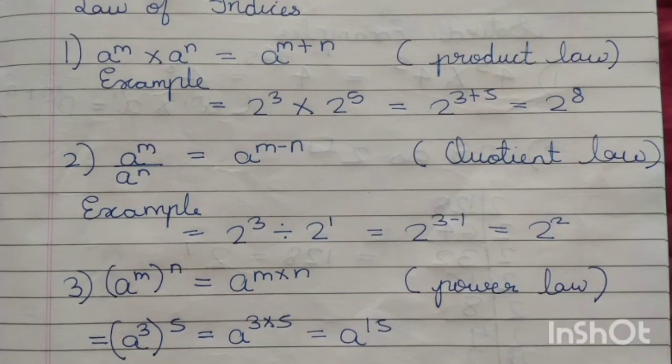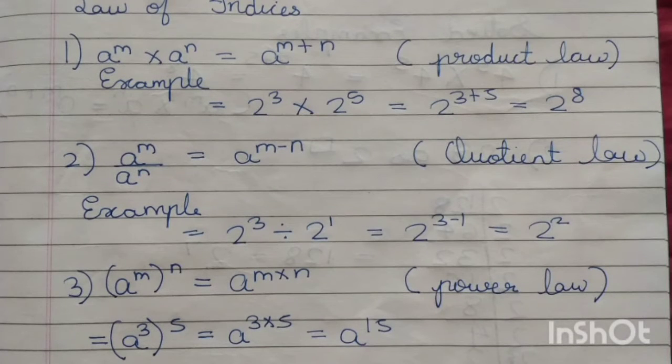Like 2 to the power 3 into 2 to the power 5. Here the base 2 is the same, just the exponents are different. In the first number the exponent is 3 and in the second number the exponent is 5. So the base stays 2 and the exponents add, 3 plus 5, which gives 2 to the power 8. I hope you understood.